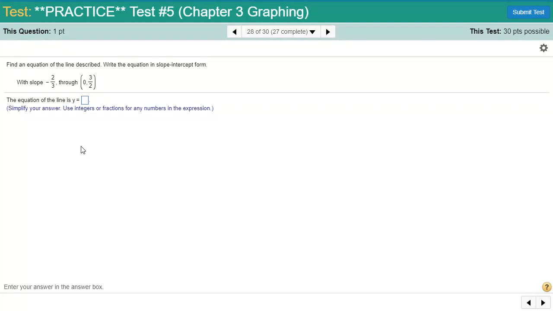All right, so we're in the home stretch here. We're at question 28, and we have been asked to find an equation of the line described. Write the equation in slope-intercept form.